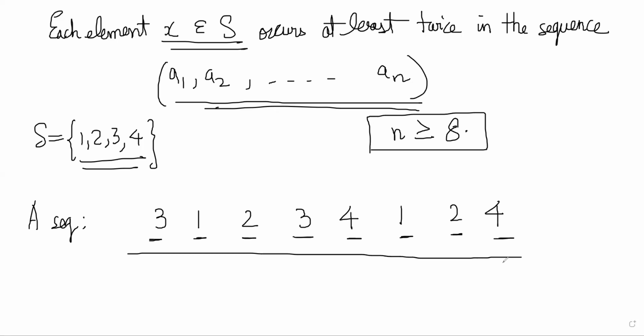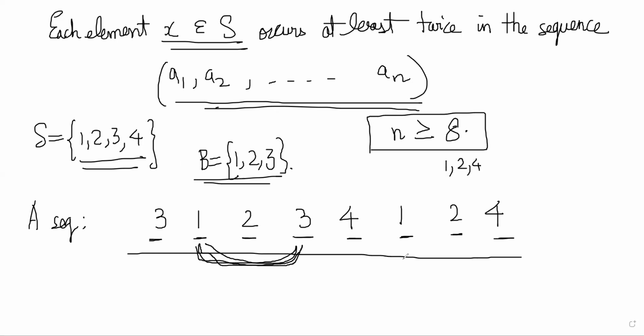And now, can we think of subsets of this? Let's take a random subset B. Let's take 1, 2, 3. Can you see that there is a 3-element run here which constitutes B? Yes, 1, 2, 3 is present. Let's take 1, 2, 4. Notice 1, 2, 4 is present, right? 2, 3, 4. 2, 3, 4 is present, right? 1, 3. 3, 1 is present. 1, 4. 4, 1 is present. 2, 3. 2, 3 is present.